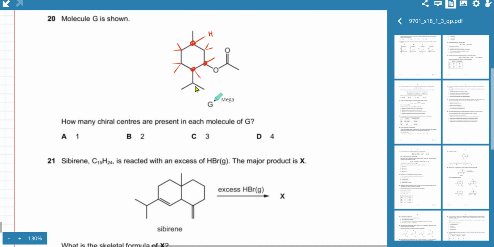This is not going to be chiral because it has the same groups. The end ones over here are CH3, so they're not chiral. The red lines show hydrogen. This is also not chiral. Any carbon with a double bond is not chiral. So that's 3.